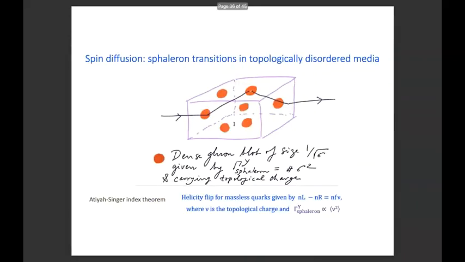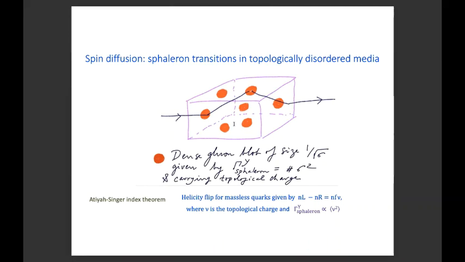There's a very simple picture of this. Imagine that you have a quark with a certain helicity going through this blob, a proton with all these gauge configurations. Each of these blobs corresponds to a size of the order of the string tension, that's the spatial Wilson loop that gives you the string tension. And the sphaleron transition rate is proportional to the string tension squared. So the helicity flips of these quarks are given by the amount of topological charge carried by these objects, and the root mean squared of that is given by the sphaleron transition rate.